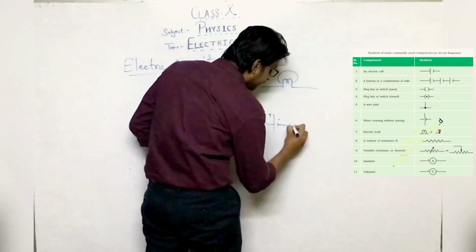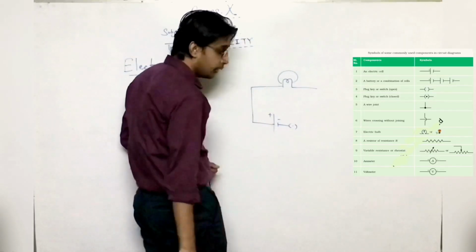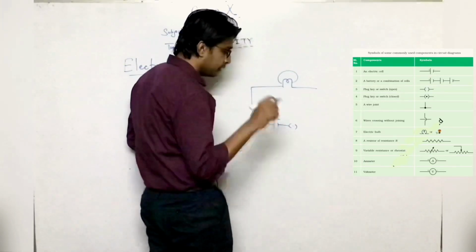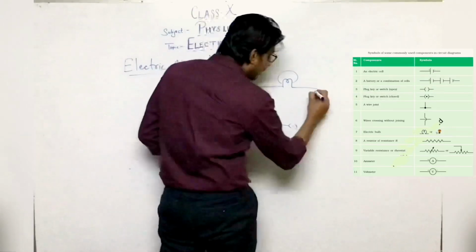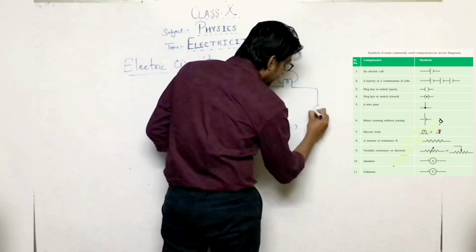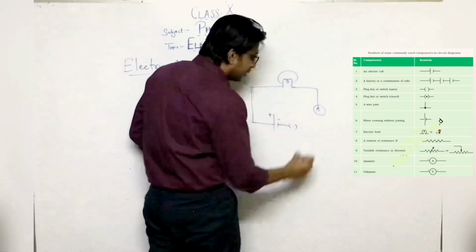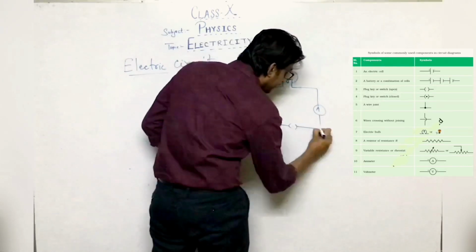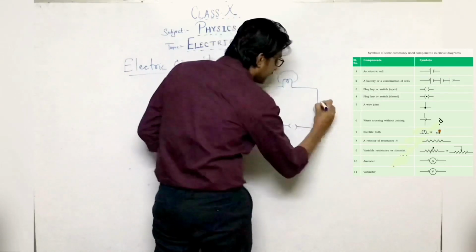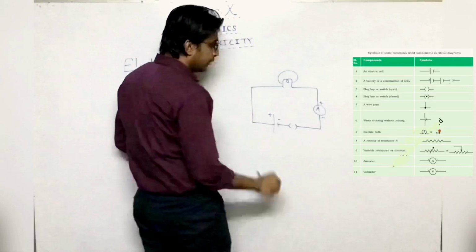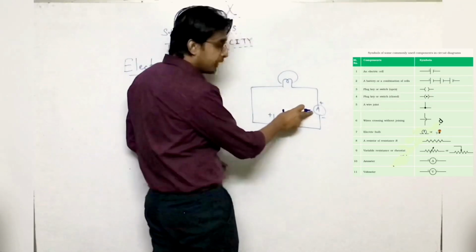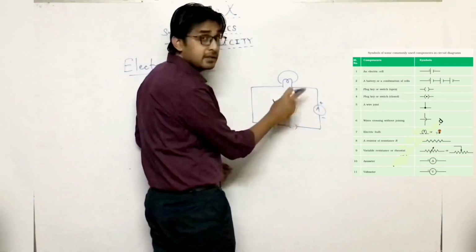Then we can connect a key which should be closed. Closed means we should turn on the key, and we can connect an ammeter which can measure the electric current flowing through the circuit. Now, ammeter should always be connected in series.